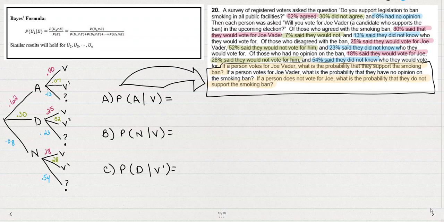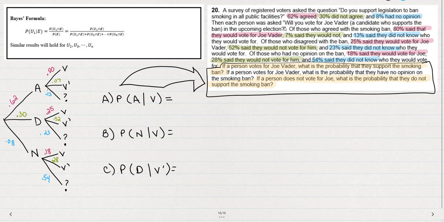This is interesting to me because I'm always so interested in politics and who votes for different legislation, or who supports different legislation, and how that affects who you vote for. So here we've got a survey of registered voters, and we know who supports a ban on smoking in public facilities, not a ban on smoking on private property, but in public facilities. 62% said, yeah, that we should ban smoking in public facilities. 30% said, no, we shouldn't ban that. And 8% had no opinion.